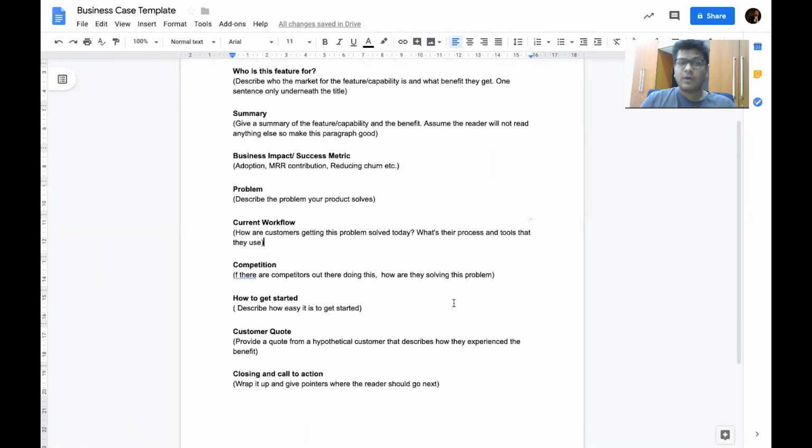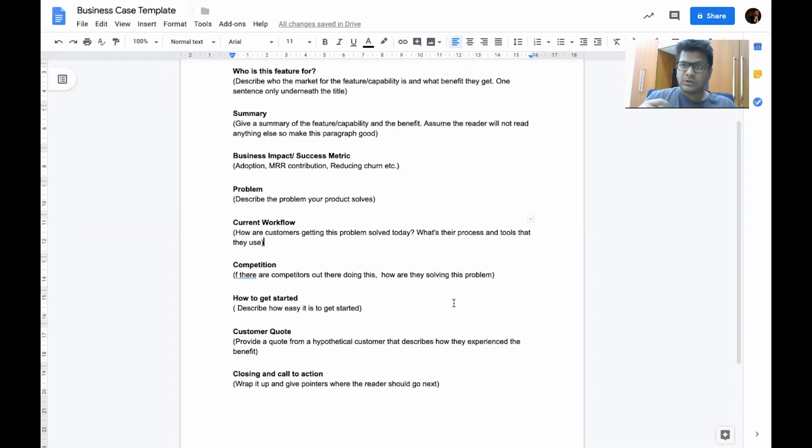Exactly describing the problem you're solving. How is the problem solved today? What's the process and tools that people use? How is the competition solving it? And then how to get started. So if you're building a solution, how would someone get started with that solution and use it?